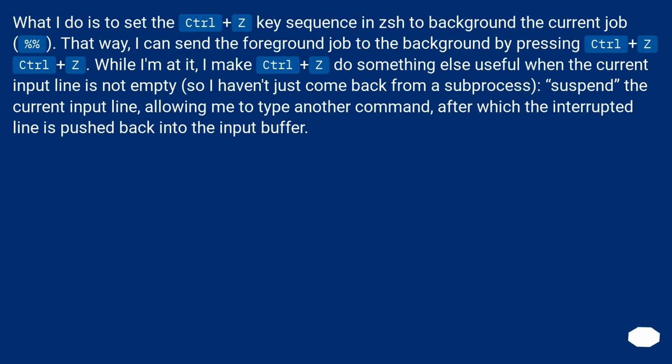What I do is set the Ctrl+Z key sequence in zsh to background the current job, bg %. That way, I can send the foreground job to the background by pressing Ctrl+Z Ctrl+Z. While I'm at it, I make Ctrl+Z do something else useful when the current input line is not empty, so I haven't just come back from a subprocess: suspend the current input line, allowing me to type another command, after which the interrupted line is pushed back into the input buffer.